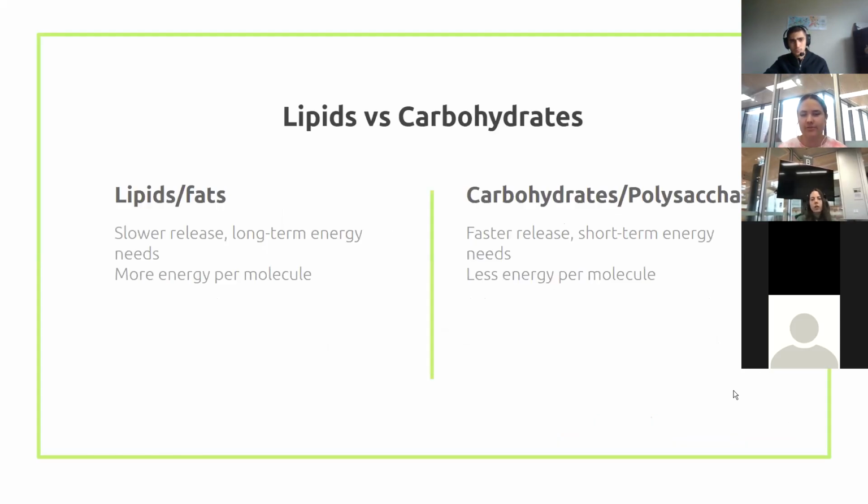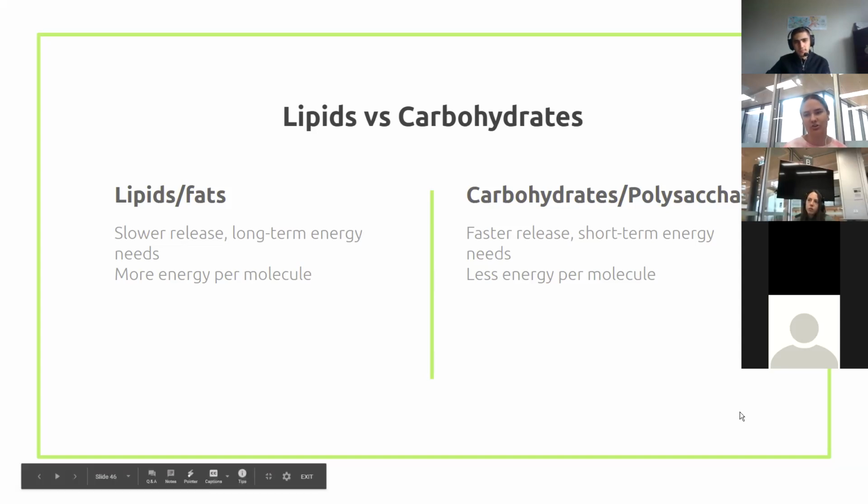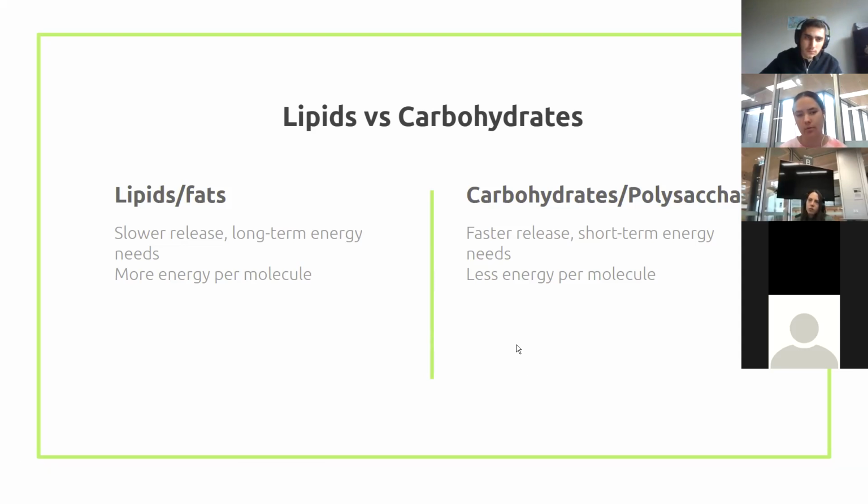So firstly, lipids versus carbohydrates. This is mostly what you need to know: while lipids take longer to break down, they produce more energy per molecule, and so they're good for long-term energy needs. When you first start running, you're not using your lipids yet, but when you keep going for a while, eventually your lipids start burning. Whereas carbohydrates are fast release, for short-term energy needs, but give less energy per molecule.